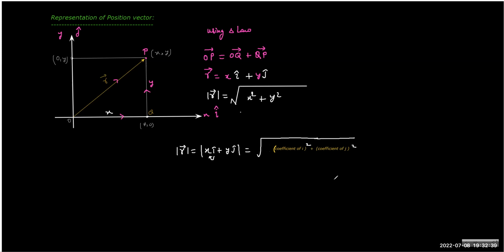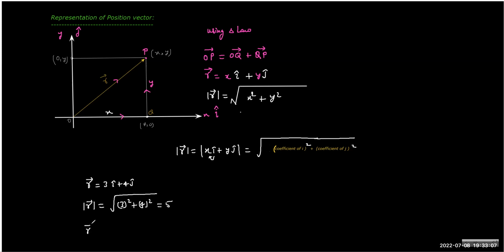So the way of thinking is, whenever you see something like this, you look for the coefficient. If, for example, I write R equals 3I cap plus 4J cap, what is the length of R? What is the magnitude of R? Under root, the coefficient of I cap is 3, so 3 square plus 4 square, which is luckily 5.